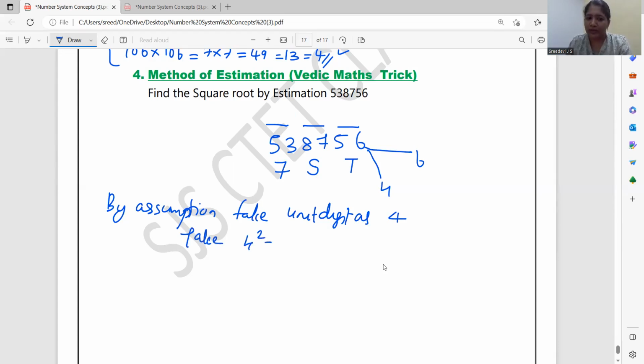Take 4 square. What is that? 16, right? Then subtract that 16 from the last two digits. 56 minus 16. So what will you get? You'll be getting 40 as the answer.